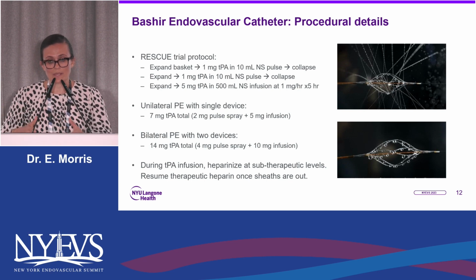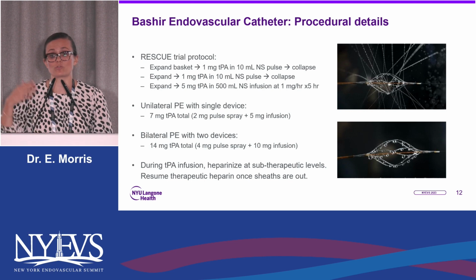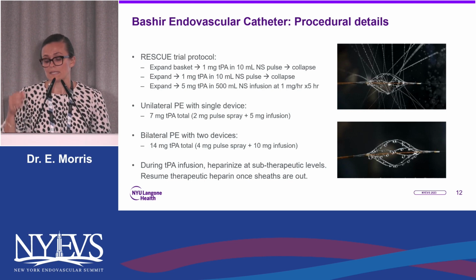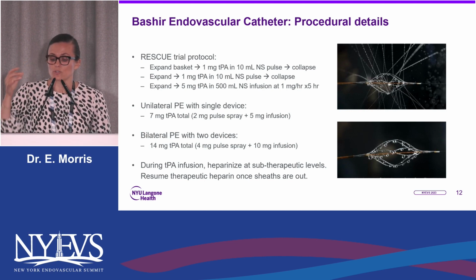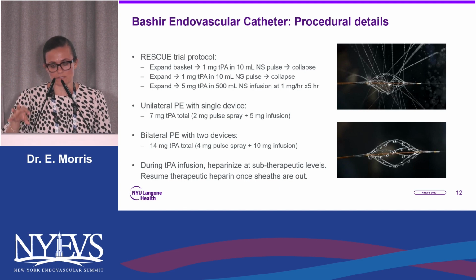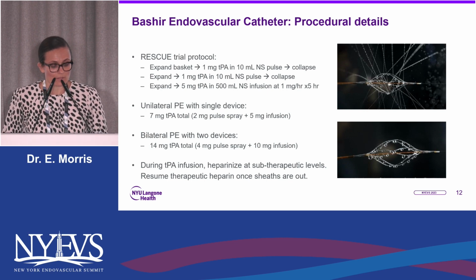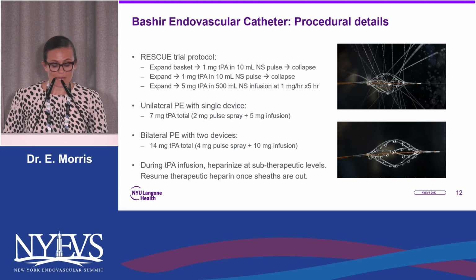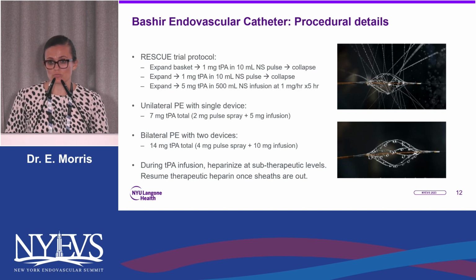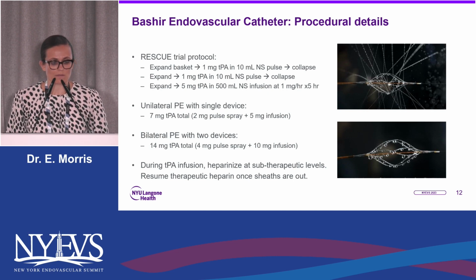So again, it's that expansion and collapse that creates the central channel, that creates the fissures within the clot to allow the TPA to percolate into the clot, presumably encouraging a better action out of the TPA. What that amounts to in a unilateral PE is 7 milligrams TPA, 14 in a bilateral. And during these cases, we do run subtherapeutic heparin. And then once the sheaths are out, we return them to a therapeutic level of heparin.